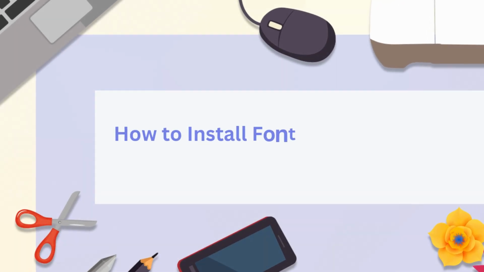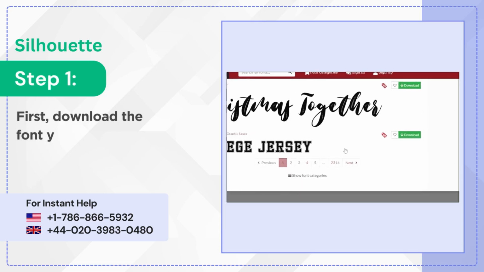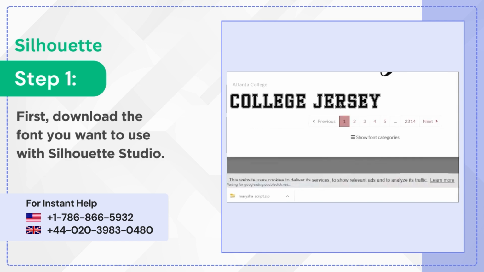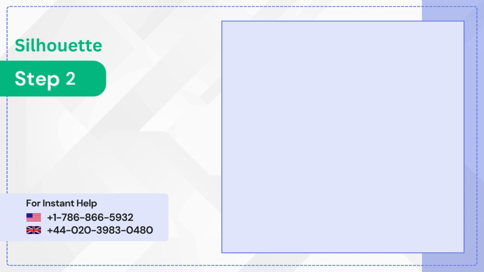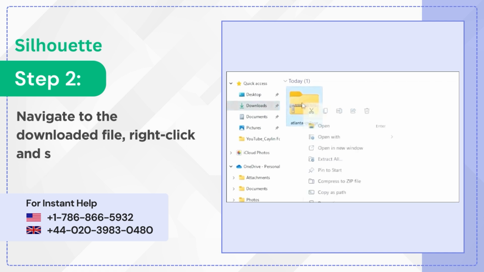How to install fonts into Silhouette Studio. Step 1. First, download the font you want to use with Silhouette Studio. Step 2. Navigate to the downloaded file, right-click and select Extract All.